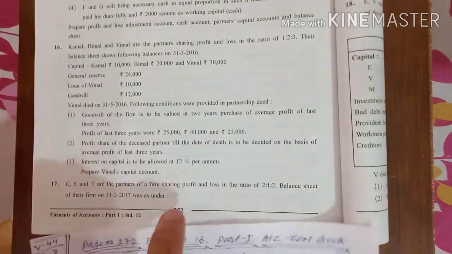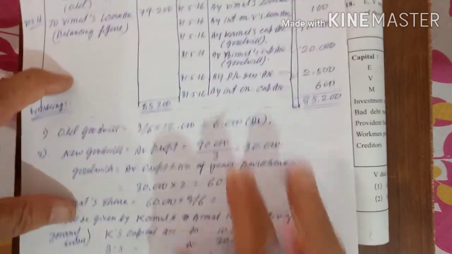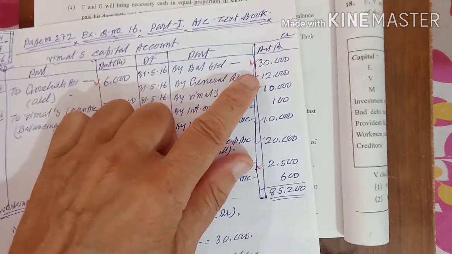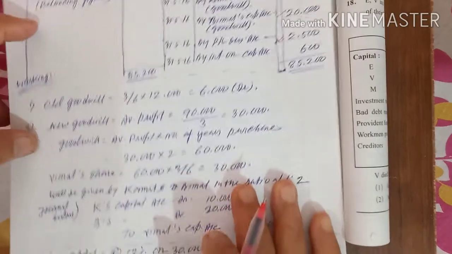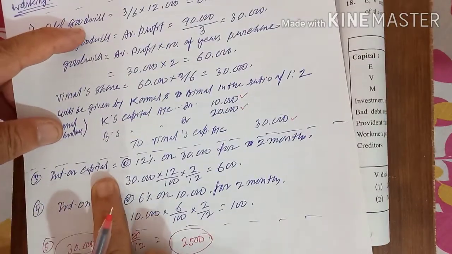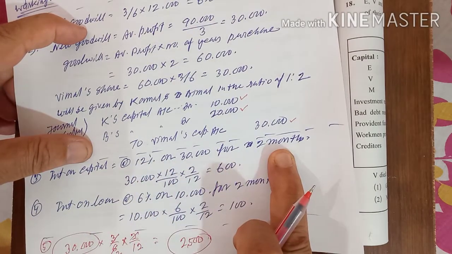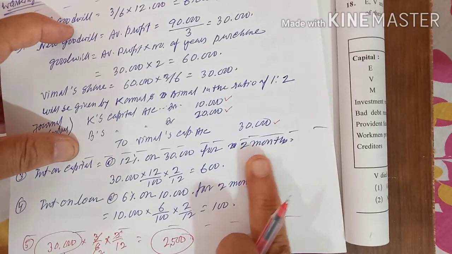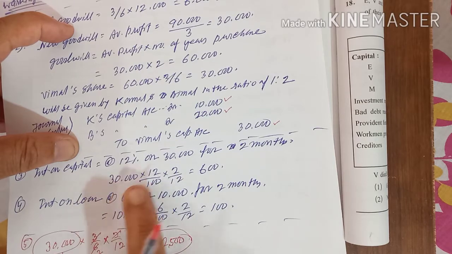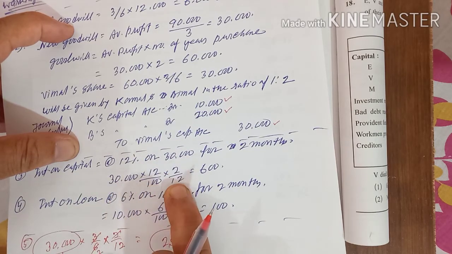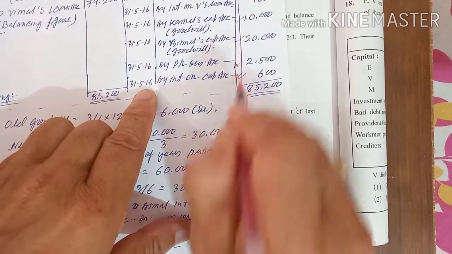Next, what is given? It is given that interest on capital will be calculated at 12% per annum. How much is the capital? His capital was 30,000. Here interest on the capital at the rate of 12%, of 30,000 for 2 months. Once again I am telling you, this is April and May. So 30,000 into 12/100 into 2/12, which comes to 600. You will get the interest on capital of 600.